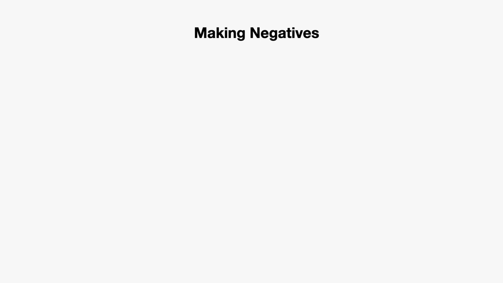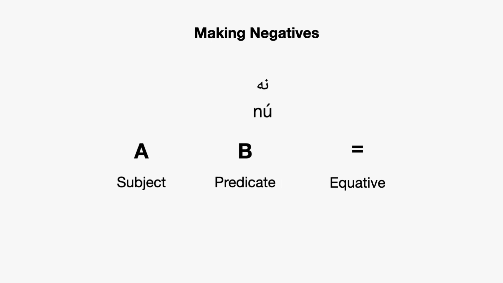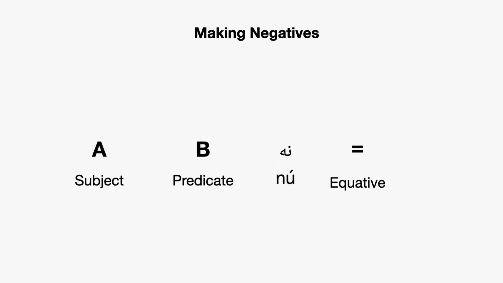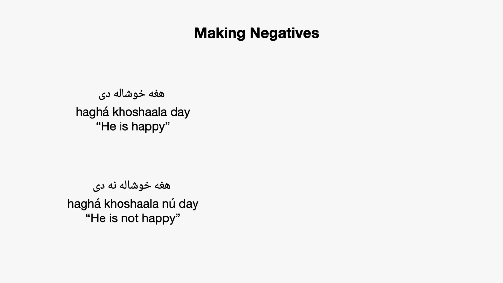What about making negatives? Again, this is pretty easy. We just use the word na, kind of like not in English. So with our Pashto form, we have our subject, predicate, and equative. And to make it negative, we're just going to put the na right before the equative. For example, I can say hara khushala de, he is happy. And if I want to make that negative, I just say hara khushala nade, he's not happy. Notice the na is emphasized or accented there.